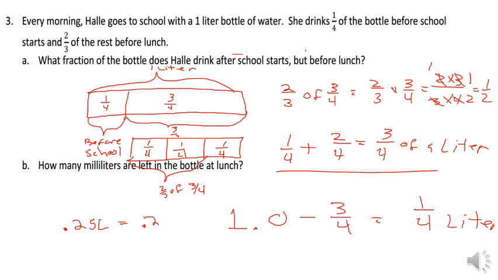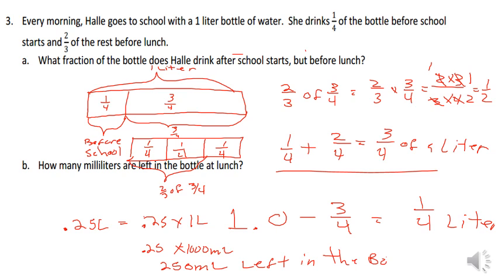Now to change that, I know that equals 0.25 times 1 liter. And I know there are 1,000 milliliters in 1 liter. So I'm going to change that times 0.25. And I know if I multiply by 1,000, I'm going to shift the decimal point 3 places to the right. So I'm going to end up with 250 milliliters left in the bottle.